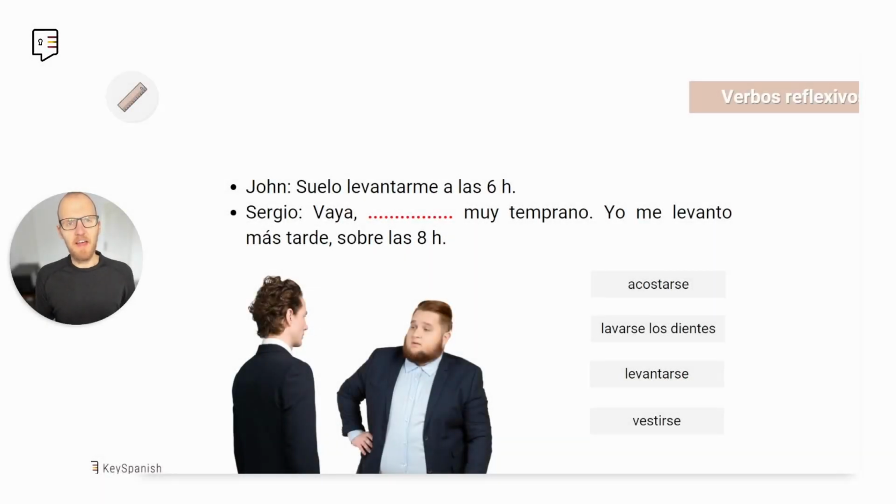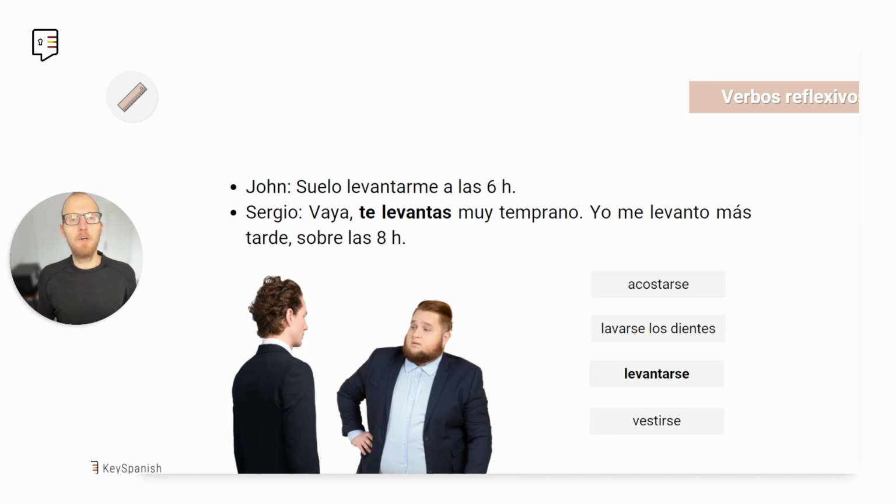And now let's practice a bit more. Let's try to complete the dialogue. John says, suelo levantarme a las 6. I normally wake up at 6. And Sergio replies, vaya, muy temprano. Yo me levanto más tarde, sobre las 8. What verb do we need here and how do you conjugate it? It would be te levantas. Vaya, te levantas muy temprano. Wow, you wake up very early. I wake up later, normally at around 8. Te levantas muy temprano.